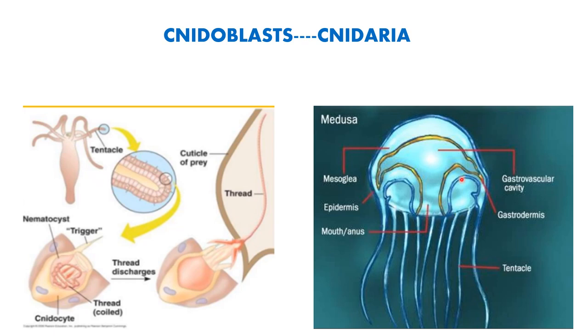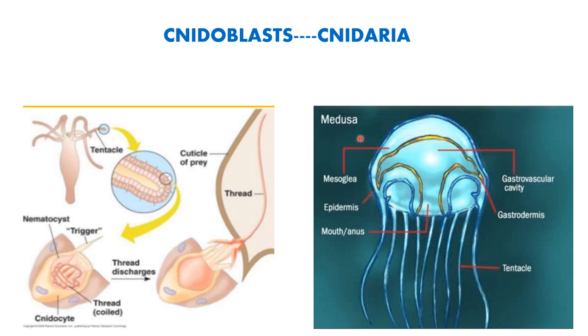These are diploblastic animals. In the picture I am showing here, as we have learnt earlier, they have an outer epidermis and an inner endodermis that forms the gastrodermis or the gastrovascular cavity. Between these two lies an undifferentiated layer called the mesoglea.